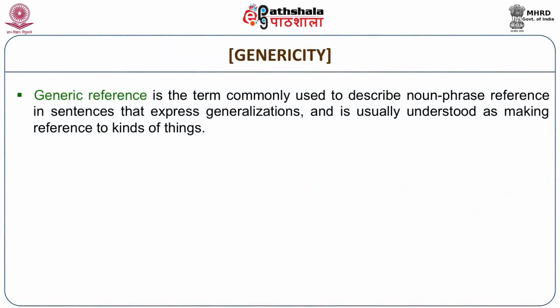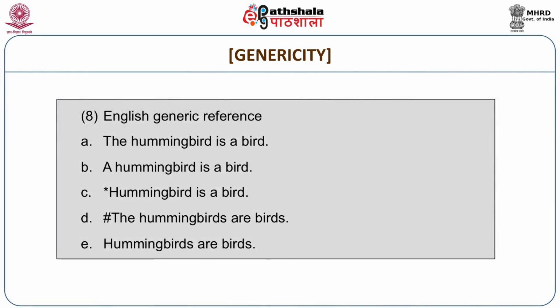Another semantic property is the property of genericity. Generic reference is the term commonly used to describe noun phrase reference in sentences that express generalization, and usually is understood as making reference to kinds of things. A sentence like "the hummingbird is a bird" shows that English generic reference can be expressed by definite singular noun phrases. It can also be expressed by indefinite singulars, as in "a hummingbird is a bird," and bare plurals as well. So, hummingbirds are birds.